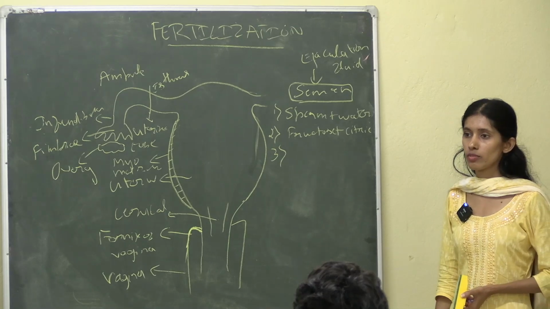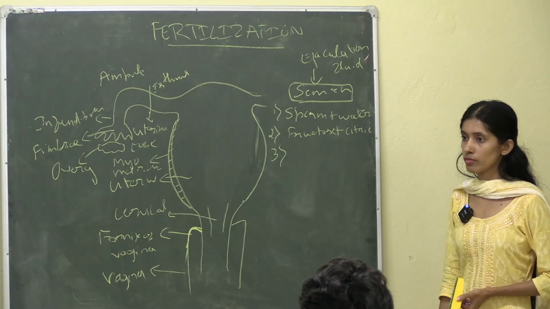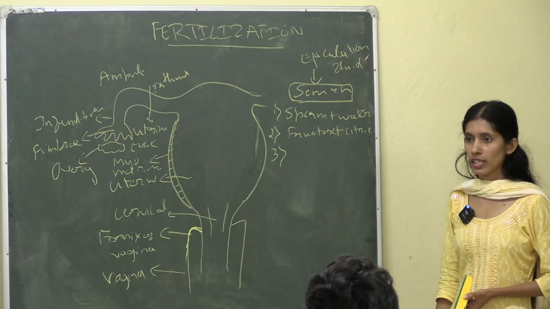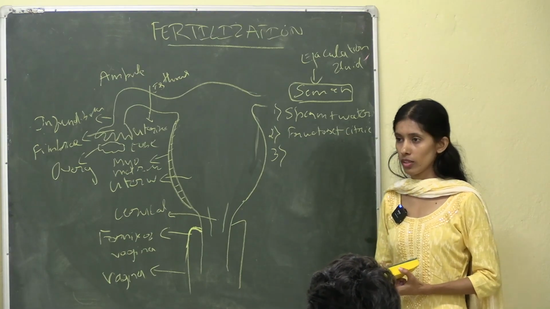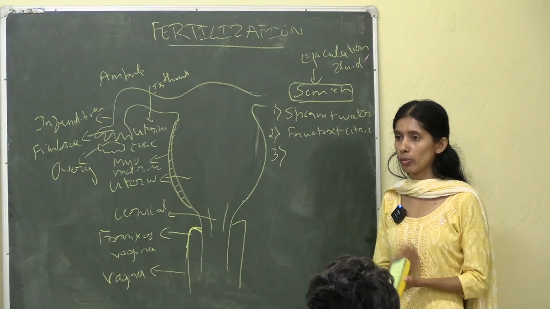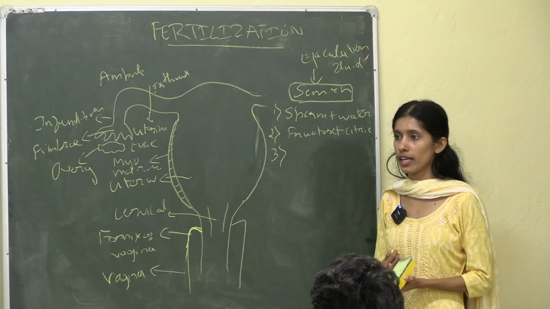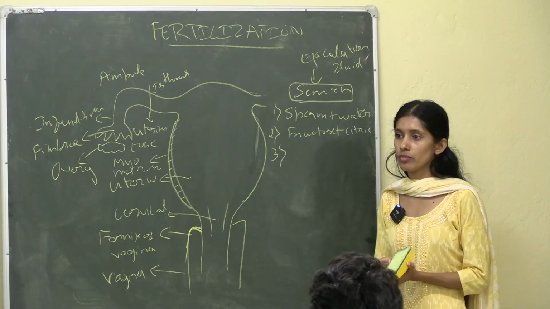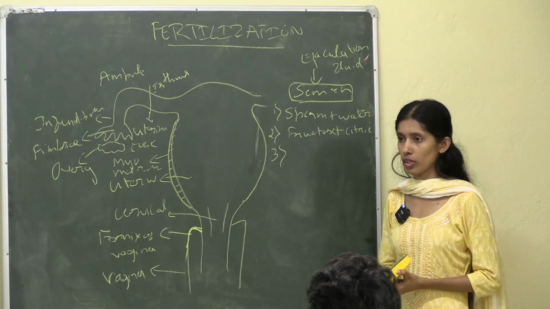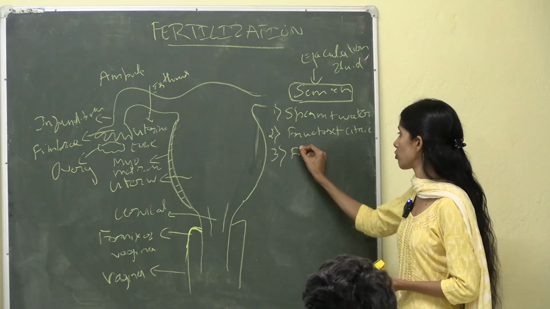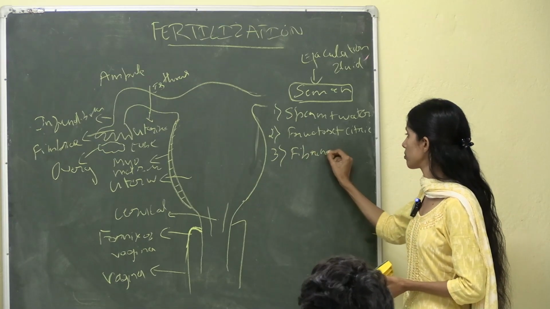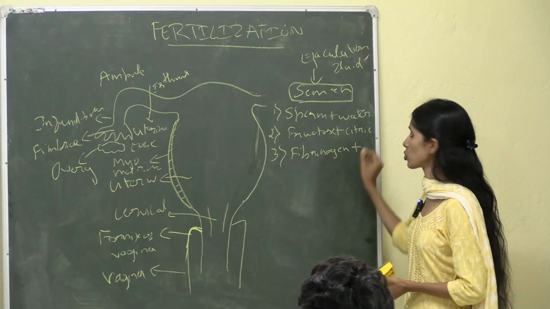It includes secretions, like, can you name? Okay. Secretion from the bulbourethral gland, prostate gland, and also from the seminiferous tubules. Okay, fine. The next component is fibrinogen. Okay, fibrinogen plus.